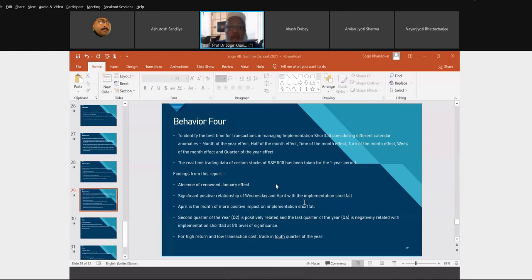Further, in the time of the month effect, the result indicates that the first phase of timing of January, March and April, and the second phase timing of April are positively related with the implementation shortfall compared to other phases of the timing.